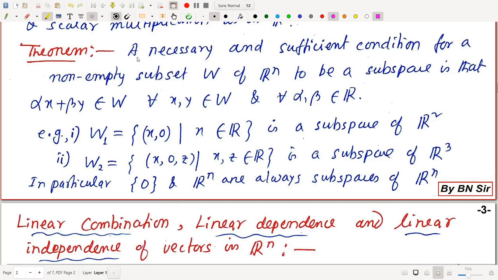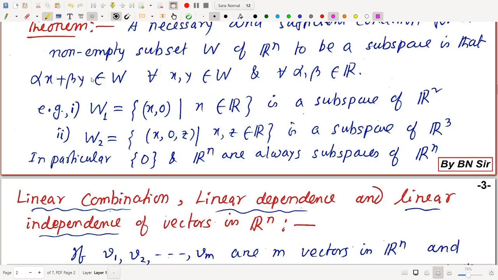Then a theorem: a necessary and sufficient condition for a non-empty subset W of R^n to be a subspace is that alpha x + beta y belongs to W for all x, y in W and alpha, beta in R. We are not proving this condition, we shall use it. For example, suppose W1 is the set of ordered pairs (x, 0), where x is any real number and 0 is the real number zero.